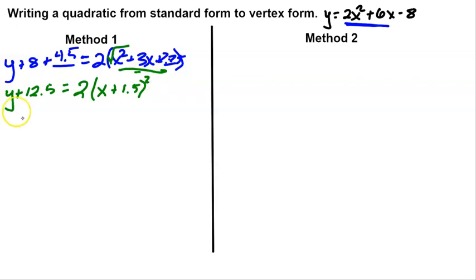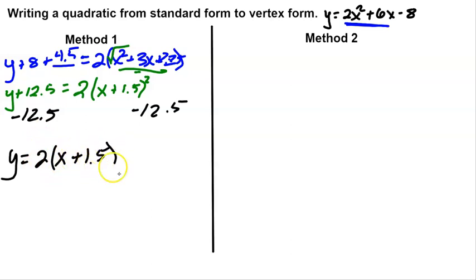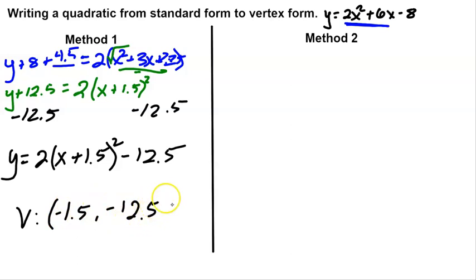All I have to do is get y by itself. So I'm going to subtract 12.5 on both sides. And so my answer would be, in vertex form, y equals 2 times x plus 1.5 squared minus 12.5. And I would say my vertex would be negative 1.5 and negative 12.5. Keep in mind, my h in the normal form is x minus h. If I have a plus sign here, that means x minus a negative h. So that's why I would have a negative 1.5. So that is method one.